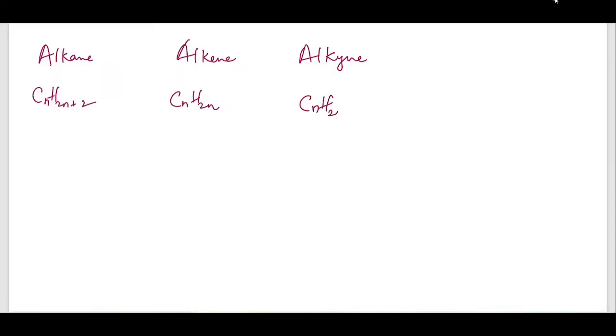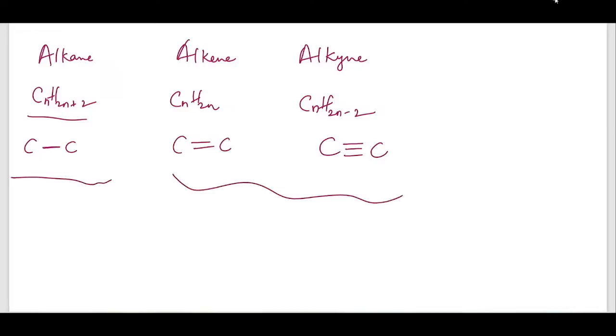Alkane has the general formula CnH2n+2. Alkene is CnH2n. Alkyne is CnH2n-2. Alkane, CnH2n+2, has a single bond between the carbon atoms. Alkene has a double bond between the carbon atoms. Alkyne has a triple bond between the carbon atoms. Alkane is also called a saturated carbon compound. Alkene and alkyne together are called unsaturated carbon compounds.